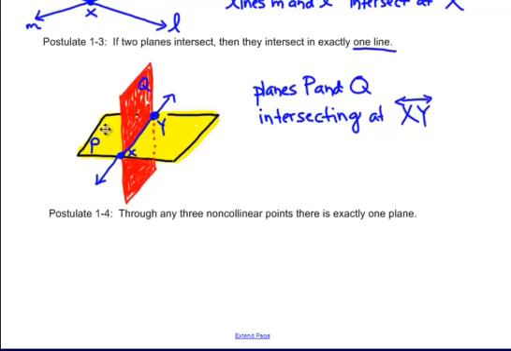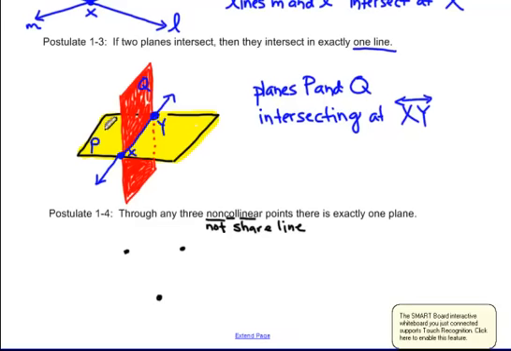Okay, lastly, I want to talk about postulate 1.4. It says through any three non-collinear points, there is exactly one plane. And so what that means is if I have 3 points, 1, 2, 3. Now why did I draw them like a triangle? Because non means not, co means share, line. Not share line, says the caveman. Okay, so not share line.